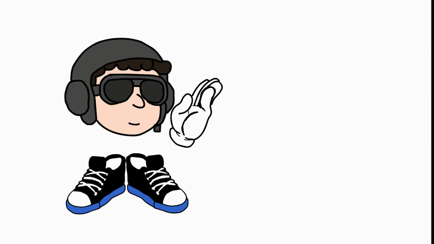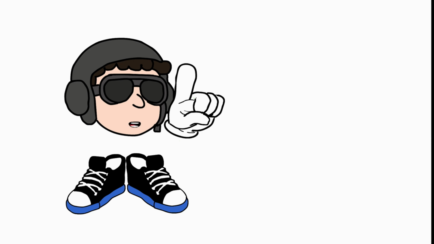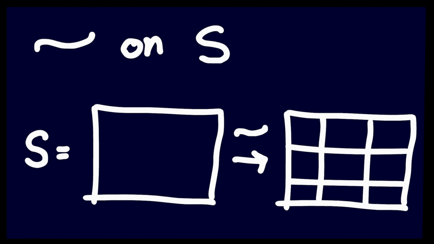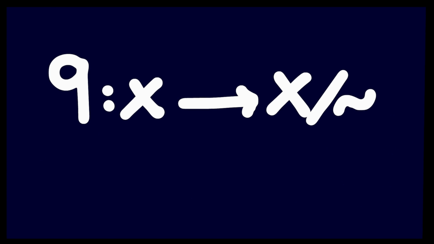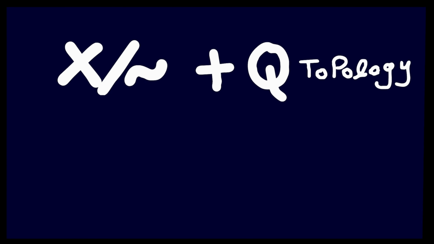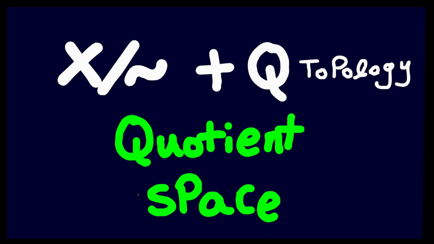Here we need a bit of set theory. As we know in set theory, if we define an equivalence relation on a set, then it gives us a partition of that set. Now let's take a look at the map Q from X to X quotient, which sends each of these elements to its unique equivalence set. Then X quotient together with the quotient topology induced by Q is called the quotient space of X. Now we can construct a torus.